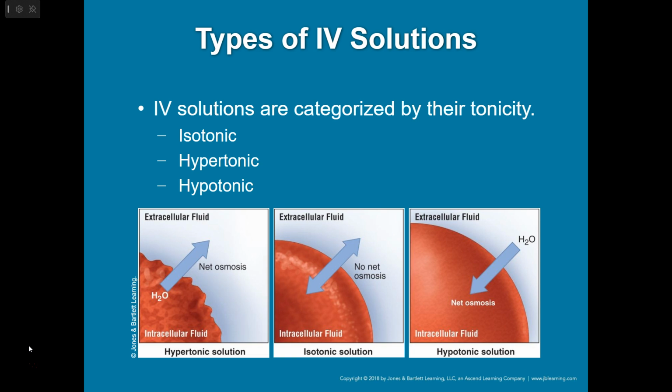So water's actually going to leave that red blood cell to try to equalize the concentration of water. And so it's drawing out that water, and it can collapse that red blood cell or those cells. Hypotonic, just the opposite. So it's that 0.45 sodium chloride, half normal saline. Has a lower concentration of sodium than the cell, and so water is going to move into the cell. Could swell, could burst, depends on how much you give.